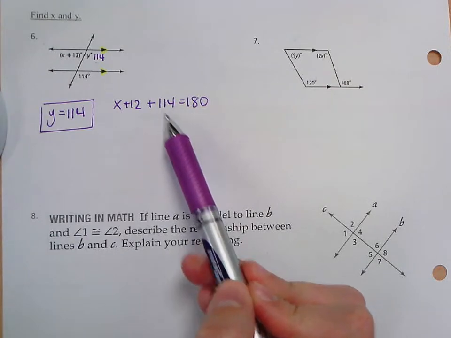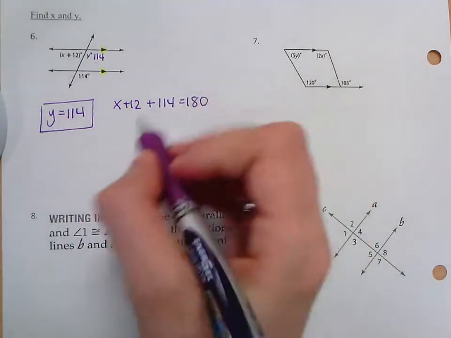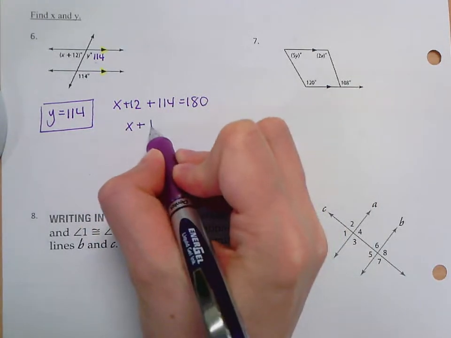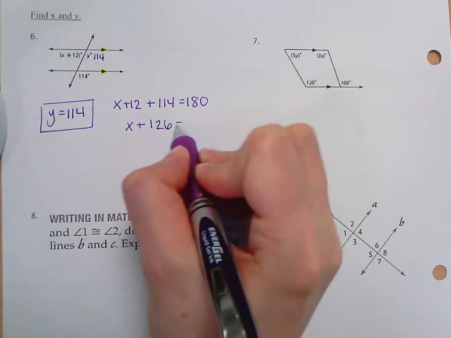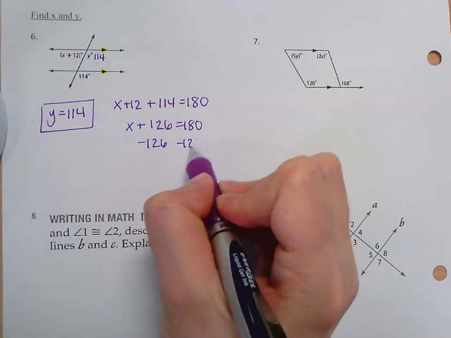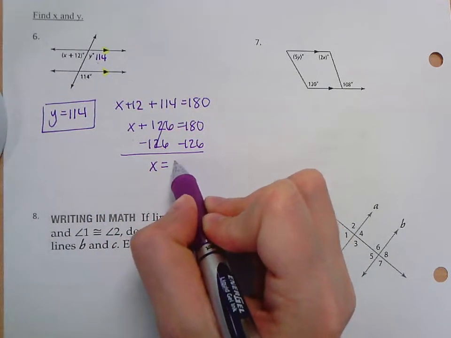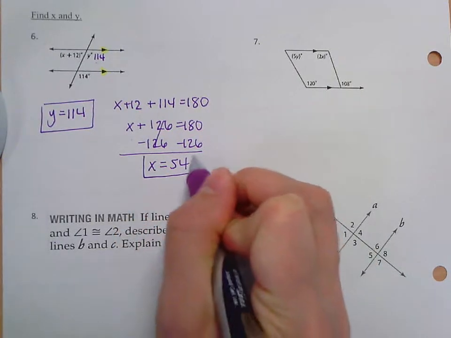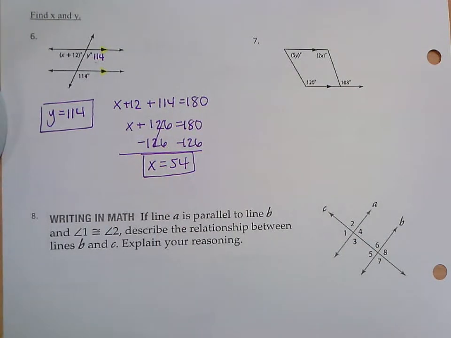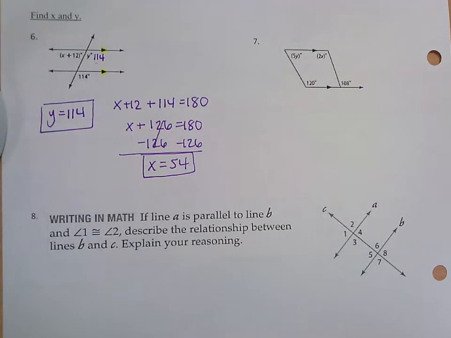So Kai had done the subtracting the 114 and subtracting the 12. You could also, if you set it up this way, combine these. So you'd have x plus 126 equals 180. And then if I subtract 126, I should get 54 for x. Okay, so corresponding angles and then angles that are a linear pair. They should be supplementary.